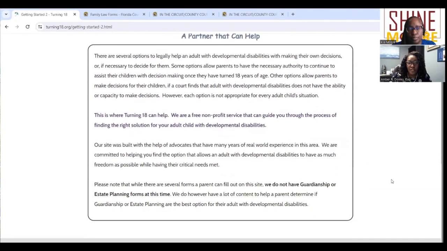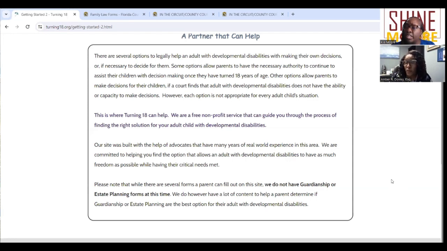And then it mentions a partner that can help. And this is where Turning 18 can help. There's free nonprofit services that can guide you through the process. Something else to consider, you can go it alone and complete the application and the documents yourself, or if you are a certain percentage below the poverty line, you can reach out to a local legal aid office to see if they're in position to represent you so you're not doing it yourself.